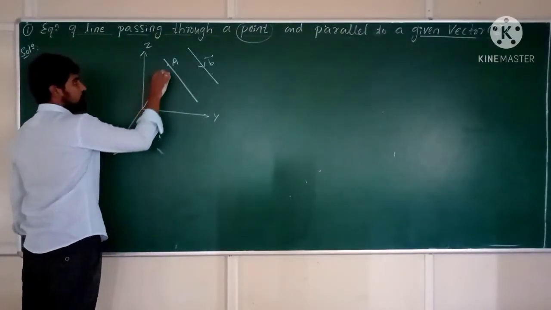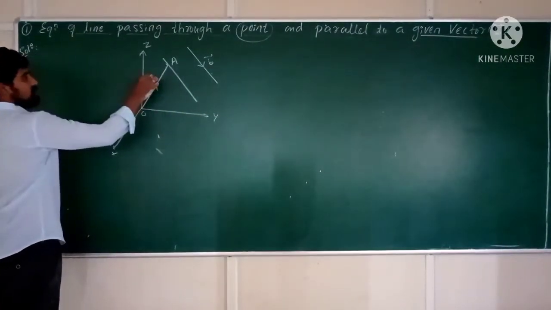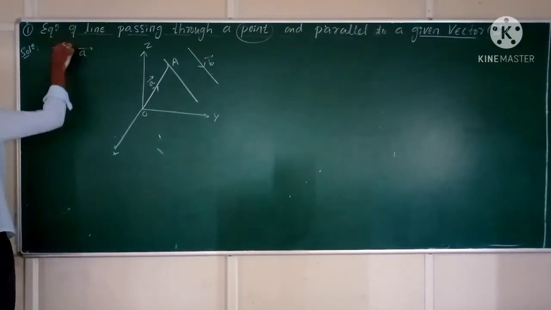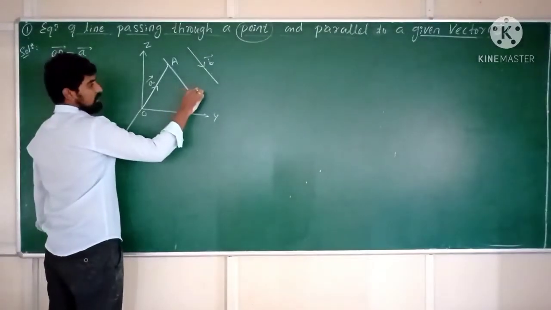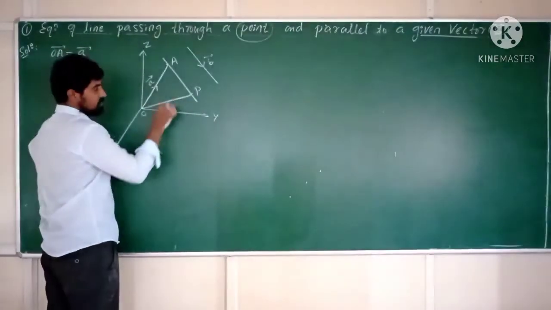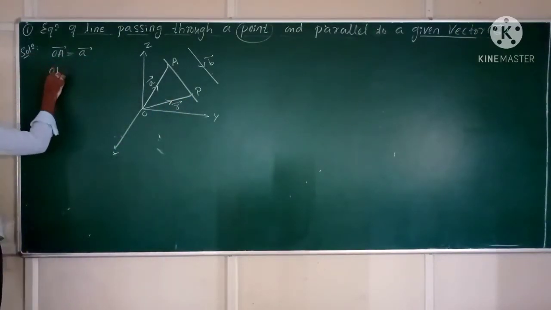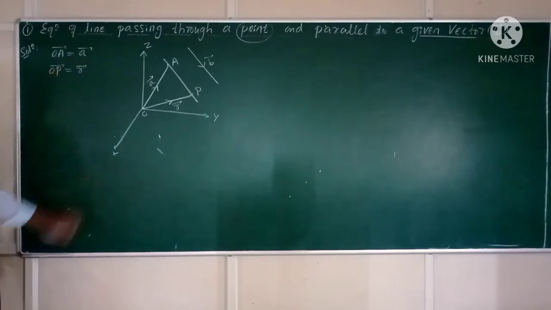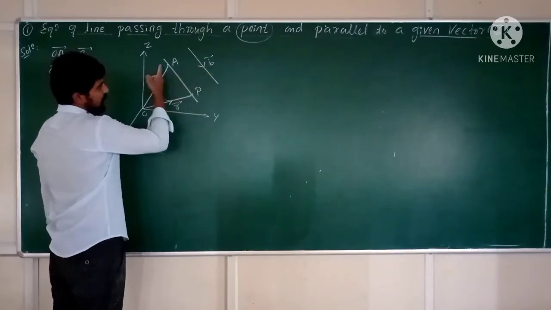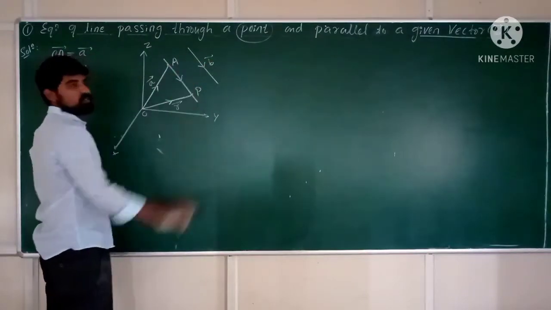Let the position vector of the point A be OA vector, and it is defined by A vector. OA vector is equal to vector A. And next, let P be any point on the line whose position vector is OP vector equals R vector. I hope all of you understand. So B vector is parallel to this line. It means obviously AP vector is parallel to B vector.